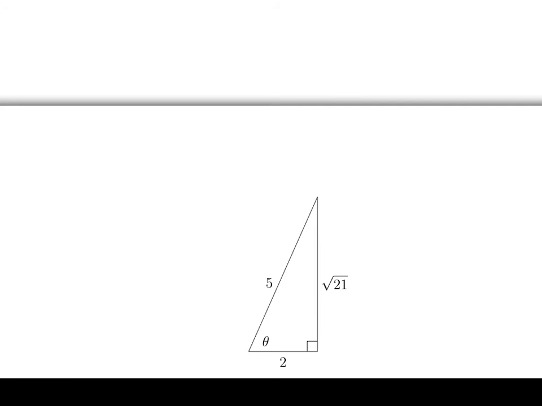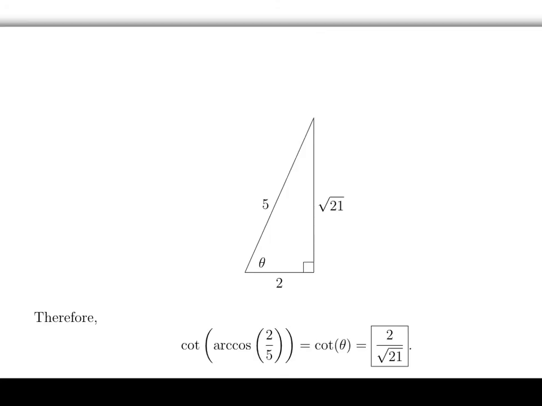And so we need to know what cotangent of theta is. That's pretty straightforward. So we're computing cotangent of arc cosine of 2/5. That's cotangent of theta. Tangent of theta is opposite over adjacent, so cotangent theta is adjacent over opposite. So 2 over square root of 21. And that's going to be our answer. No need to simplify any further. For instance, there's really no need to rationalize the denominator.